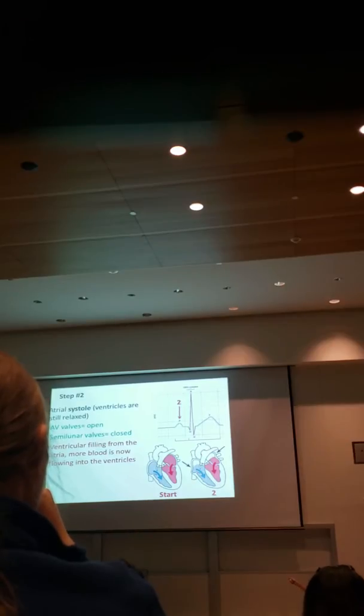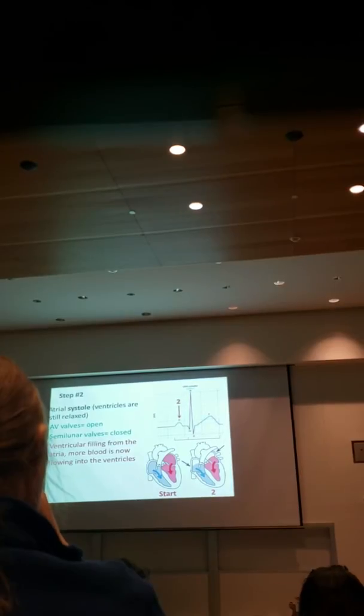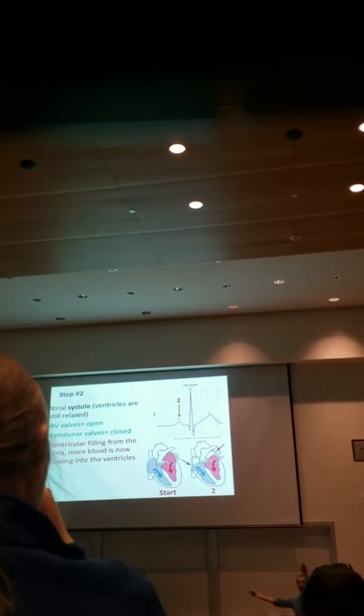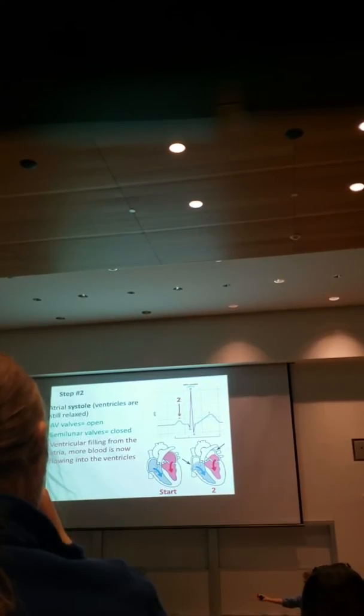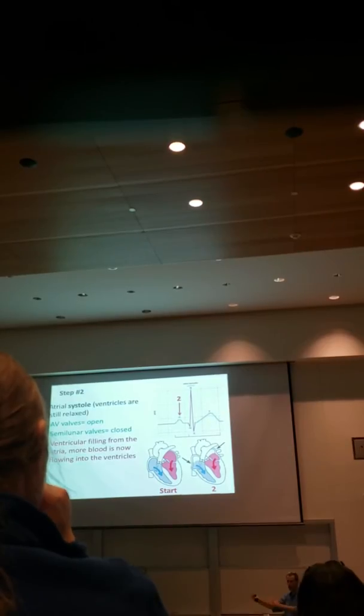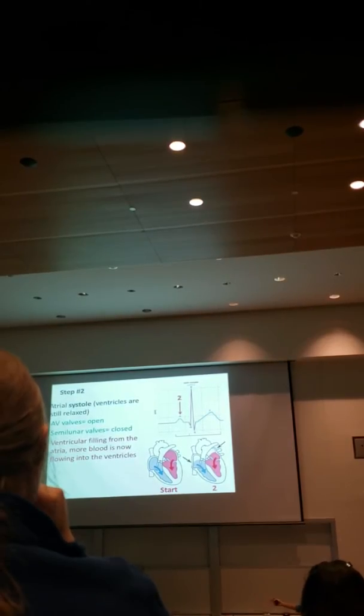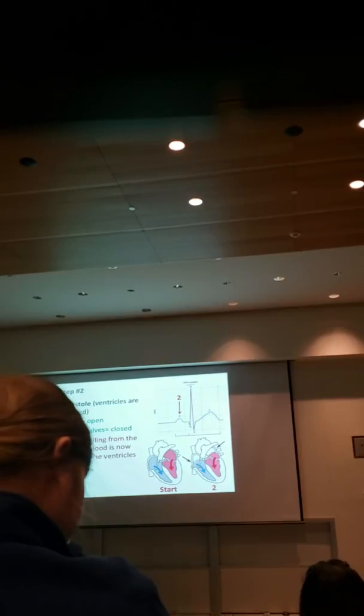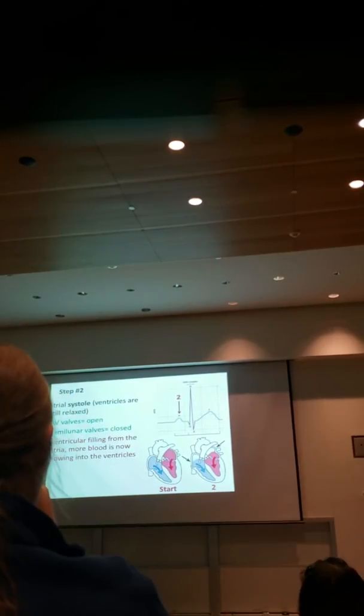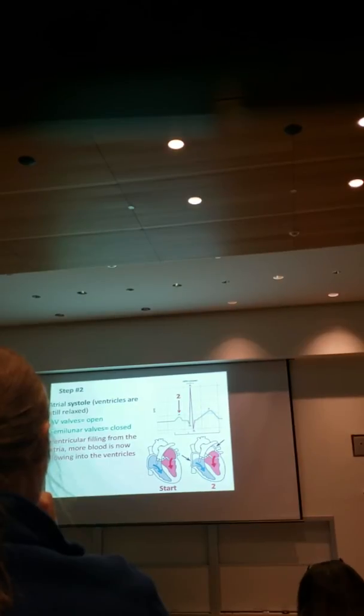I increase the pressure in the atria by contraction. So now I have greater pressure in the atria than I have in the ventricles. Blood flows from greater pressure to lower pressure. Remember, the ventricles are relaxed at this point. Any other question?